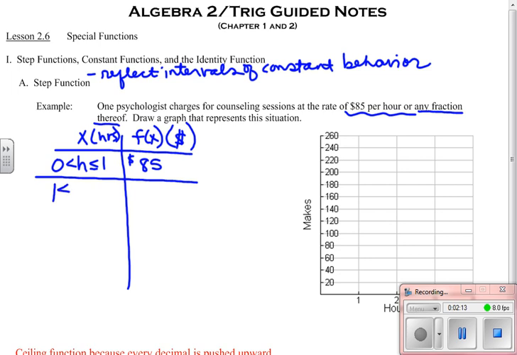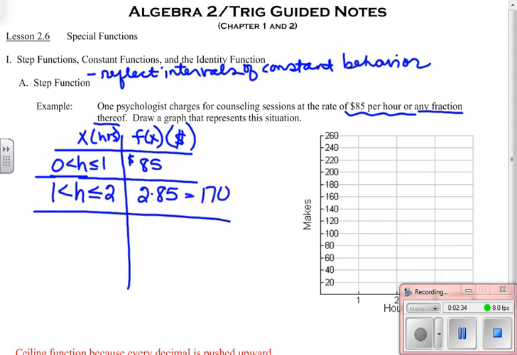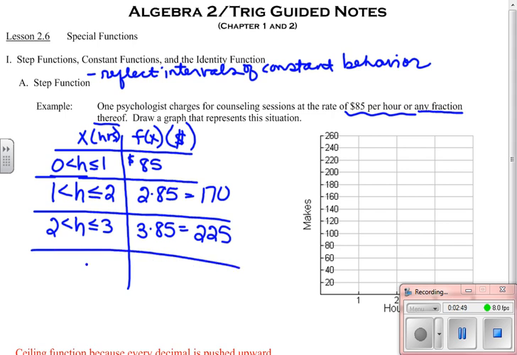From 1 hour 5 minutes up to and including 2 hours, you actually get charged for 2 times 85, which is $170. If you are there 2 hours and 10 minutes, up to including 3 hours, you're actually going to pay 3 times the hourly rate, which is $225. And it would continue on that way.